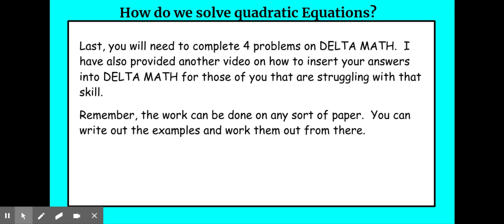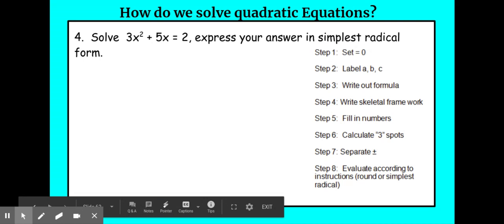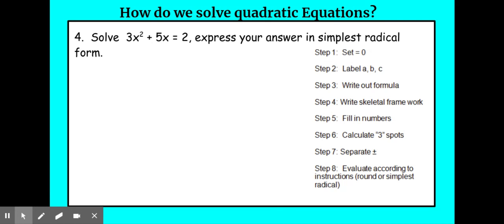All right, so what we're going to do now is make sure that we are working on number 4. I went to the end by accident, sorry. So we're going to solve this by using the quadratic formula, but we're going to keep our answer in simplest radical form. So always the first step is to make sure your quadratic is set equal to 0.